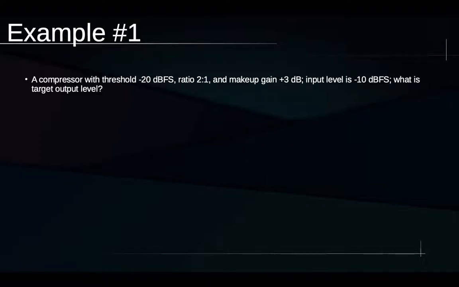We have a compressor with a threshold at minus 20 decibels full scale. The ratio is 2, and the makeup gain is plus 3. And then we present it with an input level around minus 10 decibels full scale. What is the target output level?